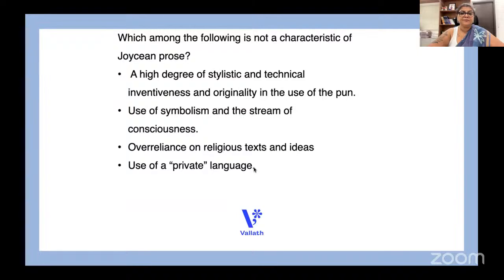Ankita. Which among the following is not a characteristic of Joycean prose? So, Joycean prose means prose of James Joyce. So, what is not a characteristic here of the prose of James Joyce? A high degree of stylistic and technical inventiveness and originality in the use of the pun, use of symbolism and the stream of consciousness, over reliance on religious texts and ideas, and use of a private language.